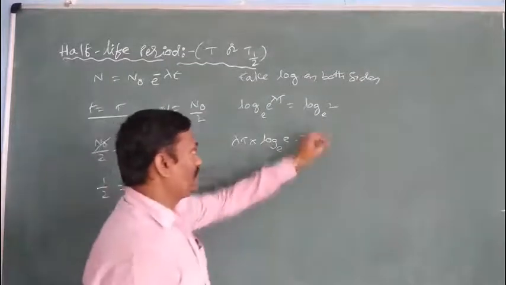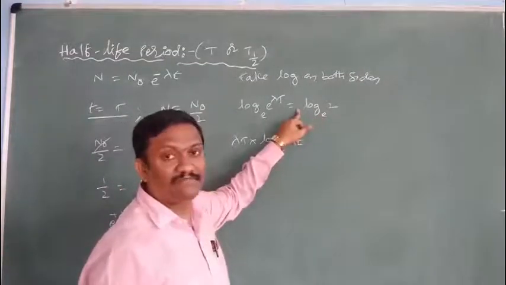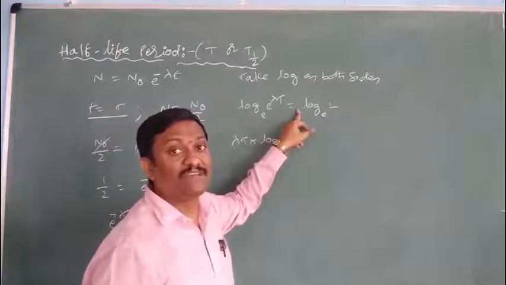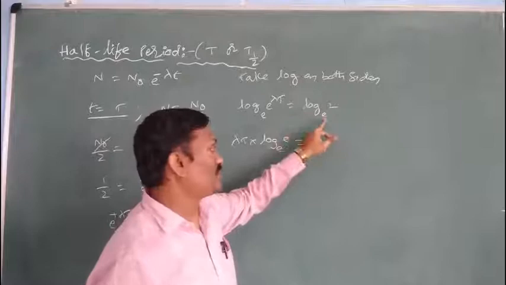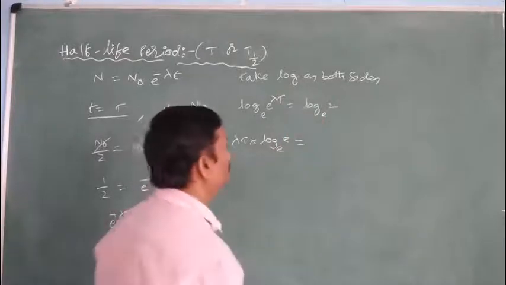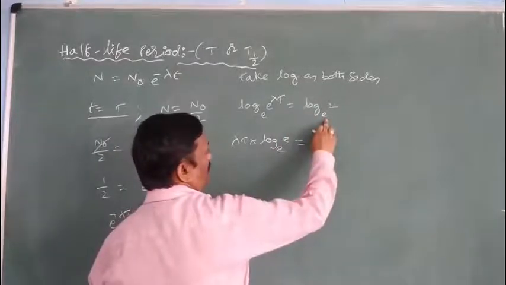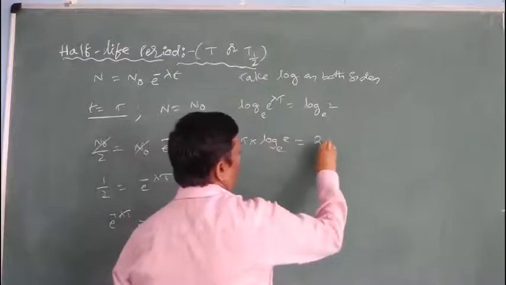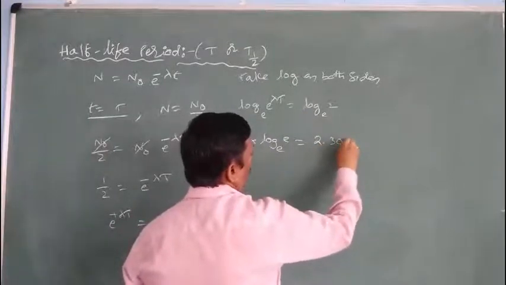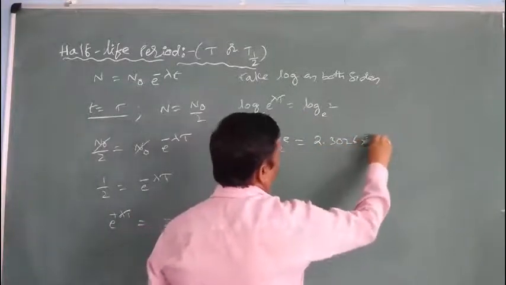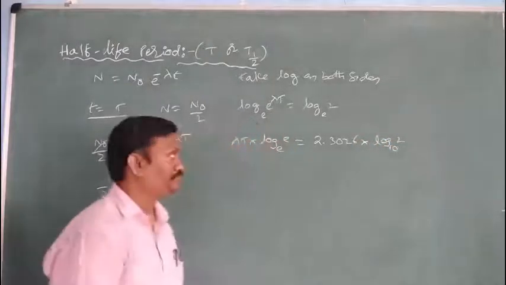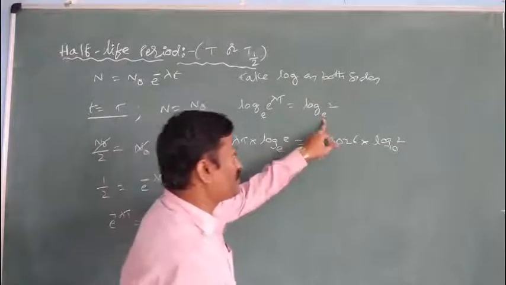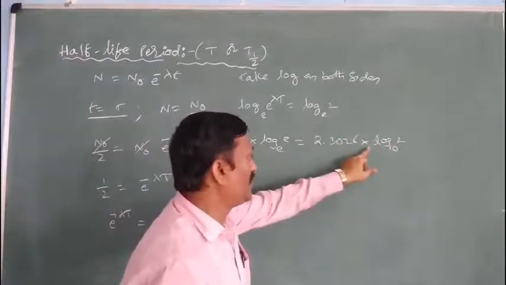Convert the exponential base into decimal base. In logarithm books, the decimal base is used. Now we need to convert the exponential base into decimal base. The conversion of exponential base to decimal base means multiplying with 2.3026 into log 2 base 10. So for conversion of exponential base to decimal base, we multiply with this value.